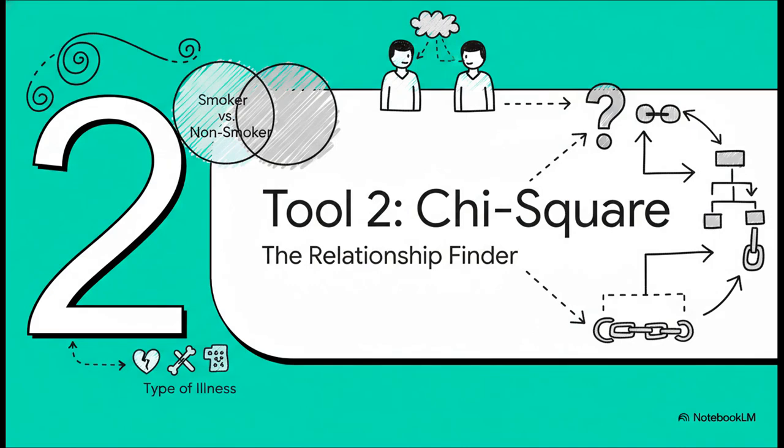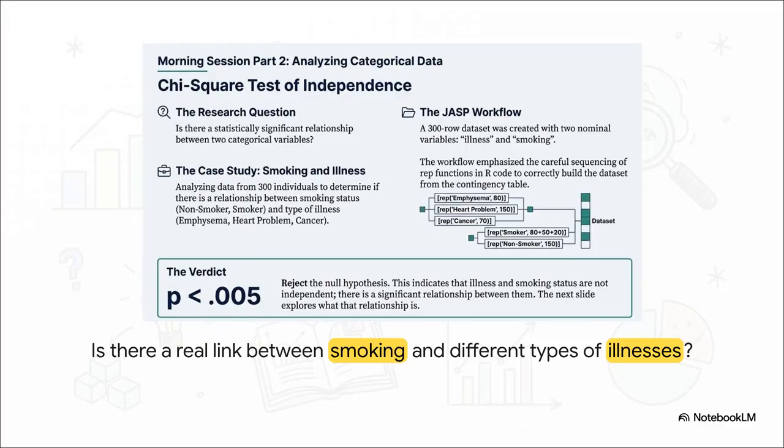All right, so we've got a handle on comparing averages. That's awesome. But what about relationships between categories? Things like smoker versus non-smoker or type of illness? For that, we're going to pull out the next tool from our kit, the chi-square test. This is our relationship finder. So let's jump into a case study.